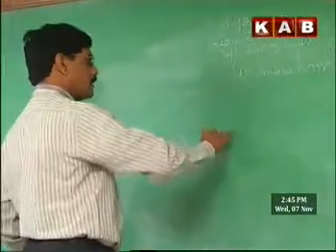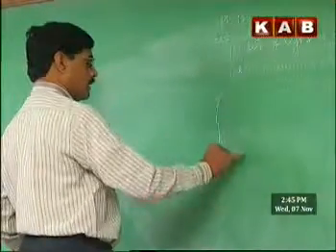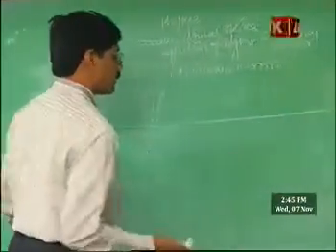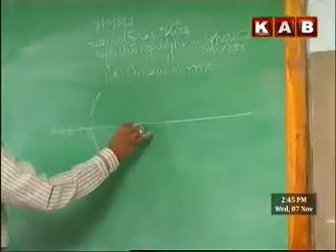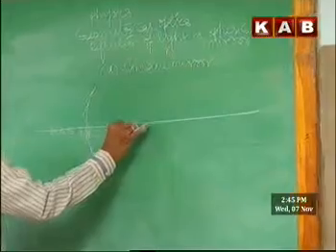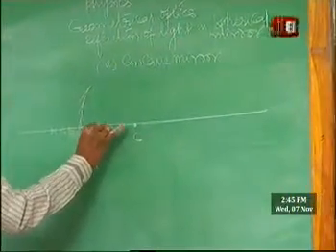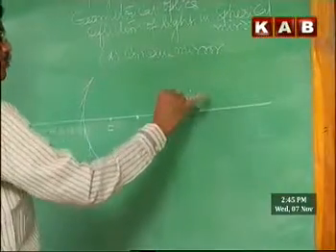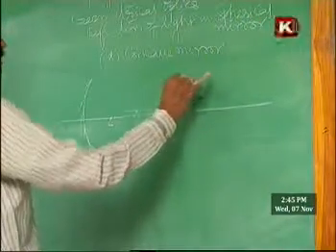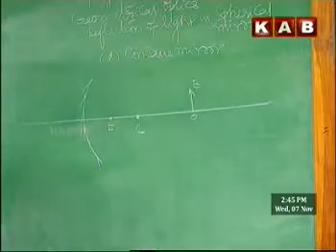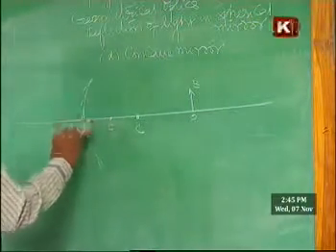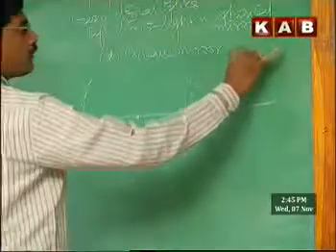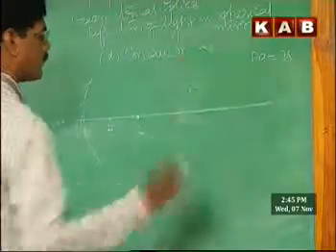Now, consider the concave mirror. Let the center of curvature of the concave mirror be here, focus be here, and an extended object OB, a small linear object which is perpendicular to the principal axis, is placed. Let the object distance PO, as usual, be U.